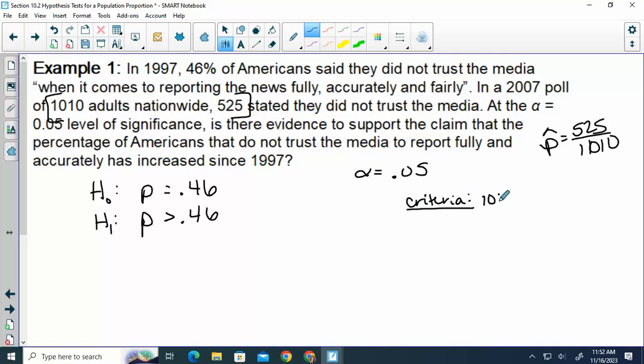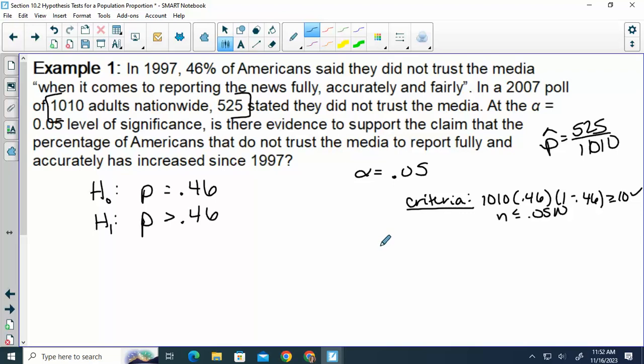N times P times 1 minus P. We need that to be greater than or equal to 10. That's 250, so we are good. My sample has to be less than 5% of the whole population. Would that be the case here? Yeah, so our criteria is met. That means we can do it.